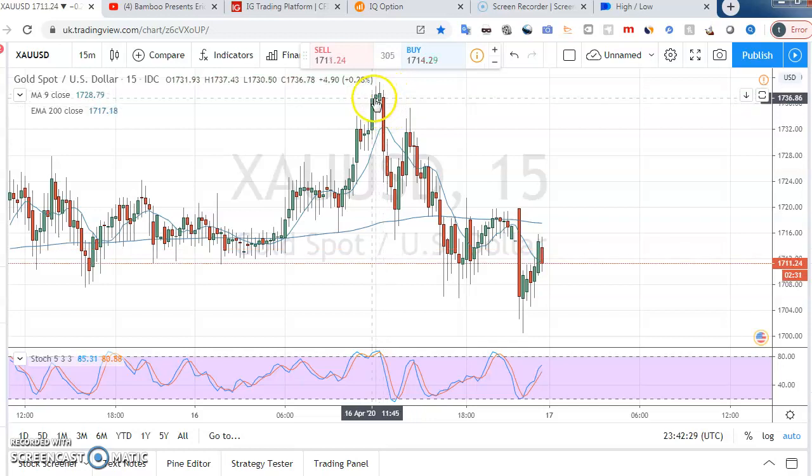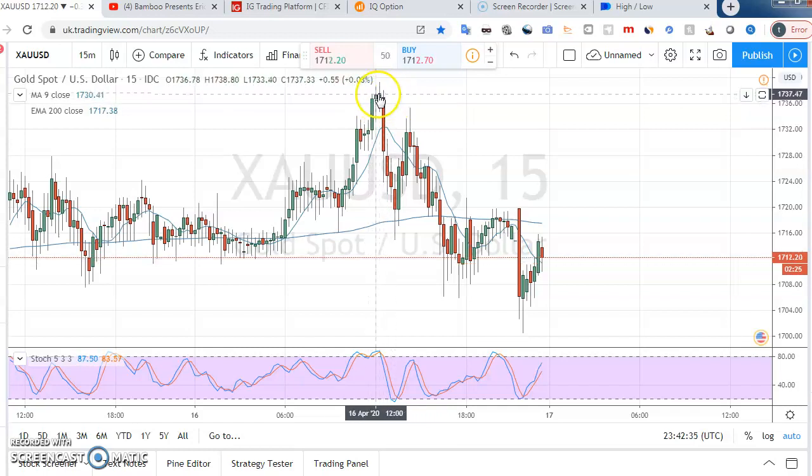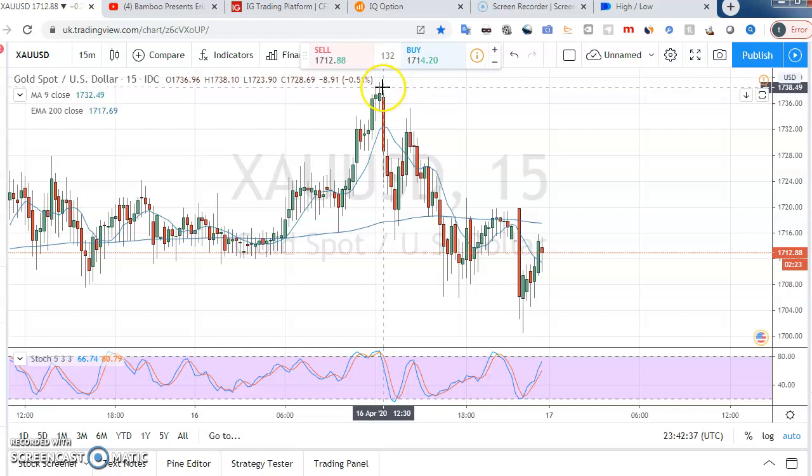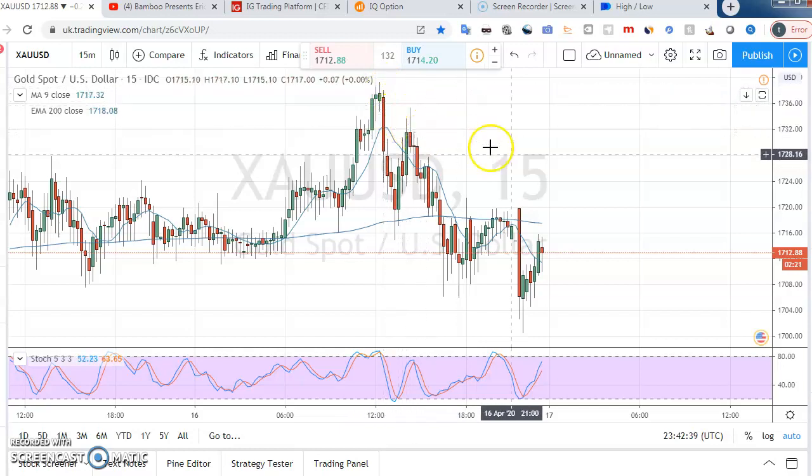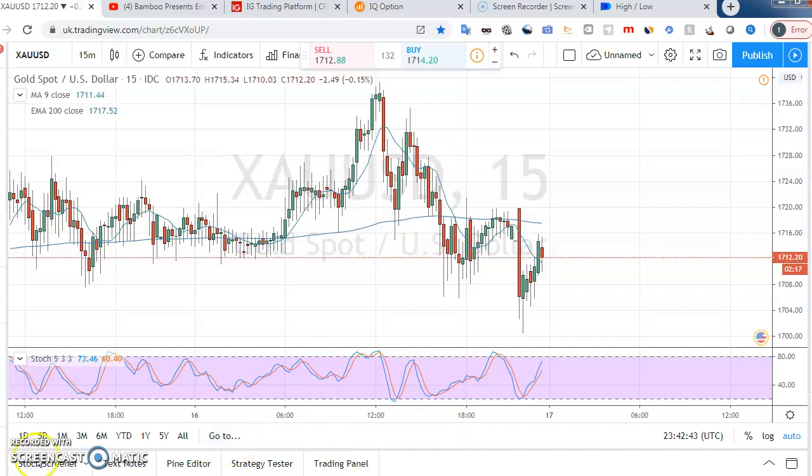Or if you see two dojis, perfect dojis, just at the very top, not one, you see two at the very top, then you can buy for 15 minutes. So that's what this strategy is all about, straight to the point, not complicated.